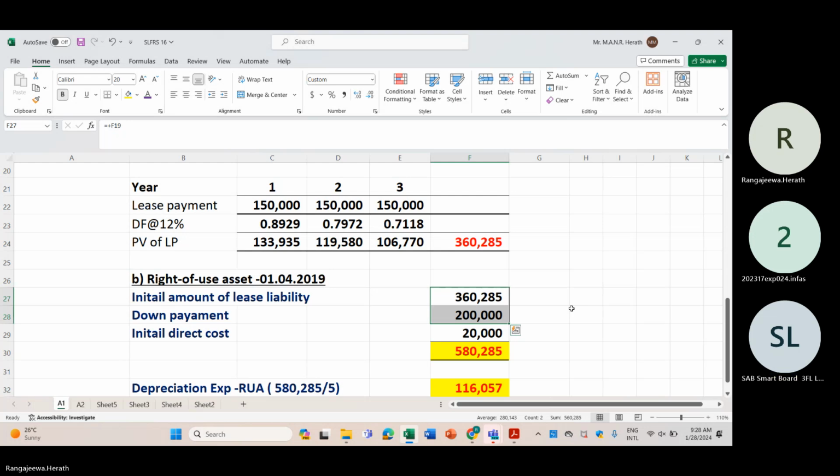That means, if anyone purchased this equipment by paying cash, it would have cost him 560,285. Since it is a lease agreement, down payment 200,000, balance 360,285. That's what is leased by the bank. That means the bank pays this 360,285 to the equipment seller.